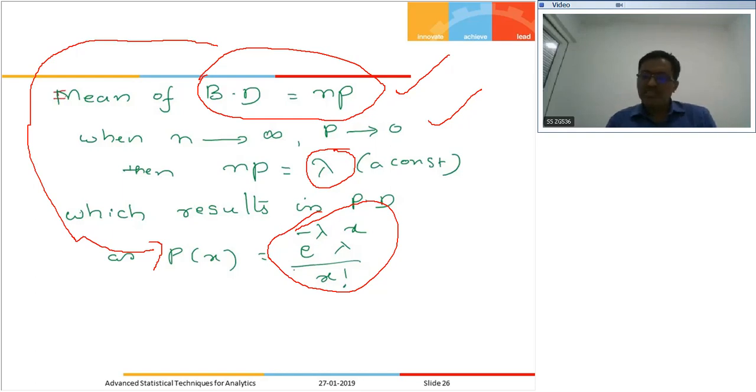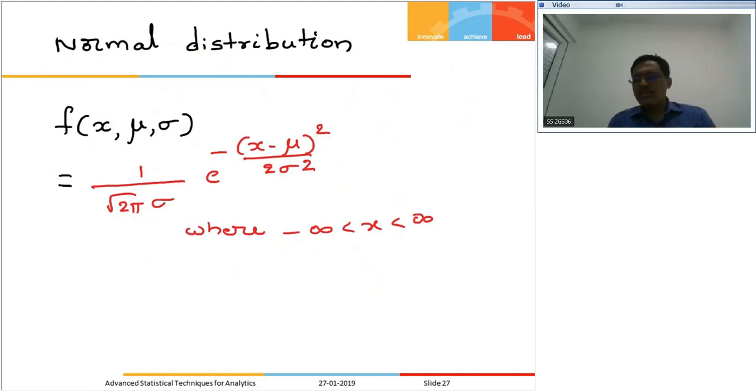No, this is not Gaussian actually. We'll see. Okay. So next is our important distribution, that is the Gaussian distribution or normal distribution. Here we'll take 1 or 2 minutes, then we'll continue and try to complete the normal distribution.